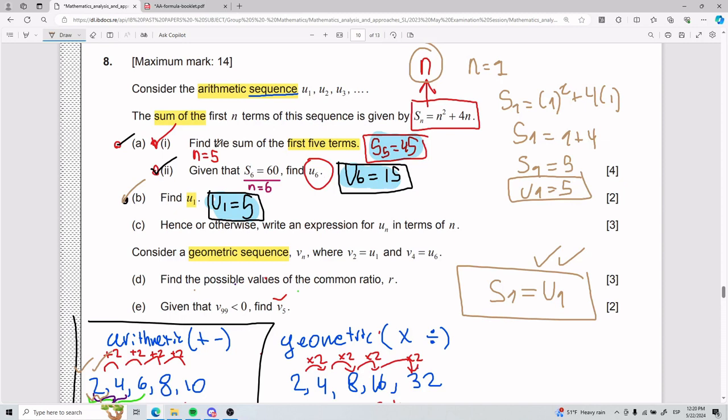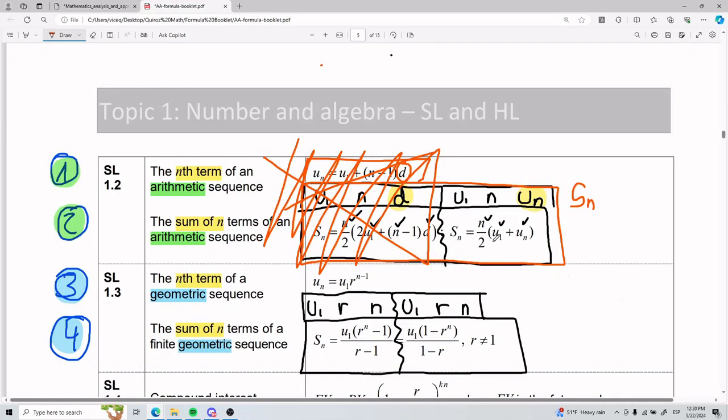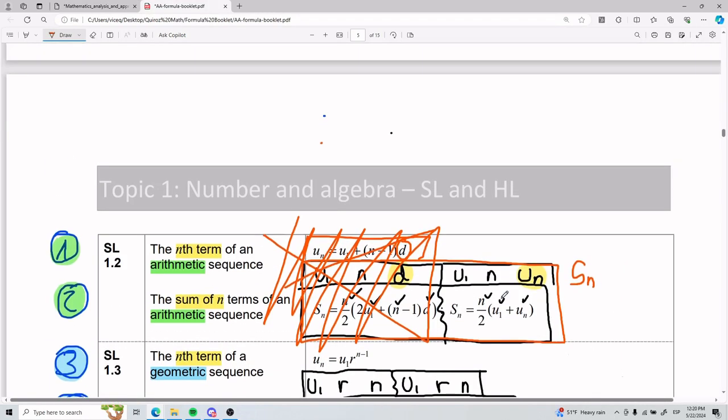Anyways, that is for part B, all right? Technically, you can also plug it in over here. So I'm just going to show you that quickly.